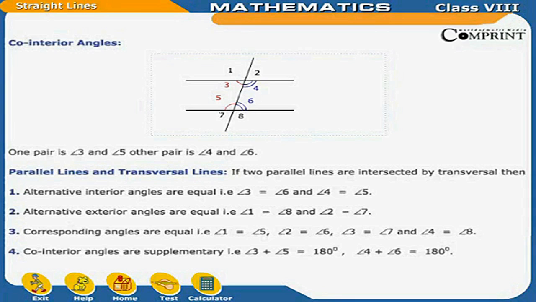3. Corresponding angles are equal, that is angle 1 is equal to angle 5, angle 2 is equal to angle 6, angle 3 is equal to angle 7 and angle 4 is equal to angle 8. 4. Co-interior angles are supplementary, that is angle 3 plus angle 5 is equal to 180 degrees, angle 4 plus angle 6 is equal to 180 degrees.